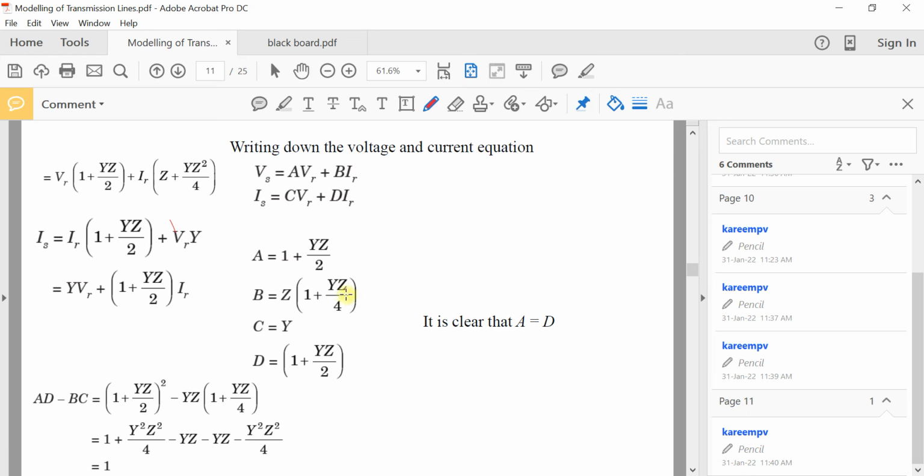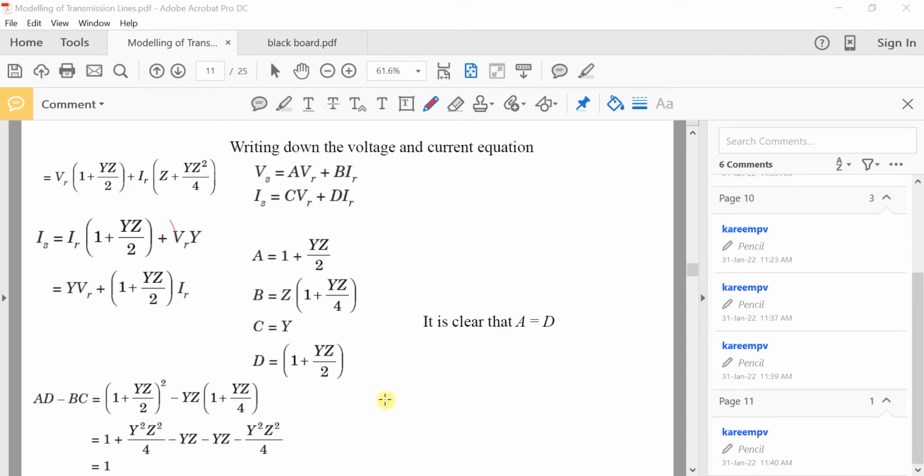And we have seen that in case of a symmetrical network, and you can see that the transmission line will be symmetric as well as reciprocal. So the condition for that will be AD minus BC is equal to 1 and A is equal to D. This you might have studied when you studied the two-port networks. If you calculate AD minus BC with these expressions for A, B, C, D, you can see that it is equal to 1, and clearly you can see that A is equal to D.